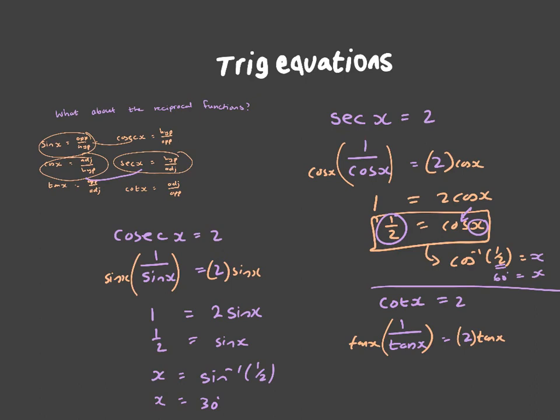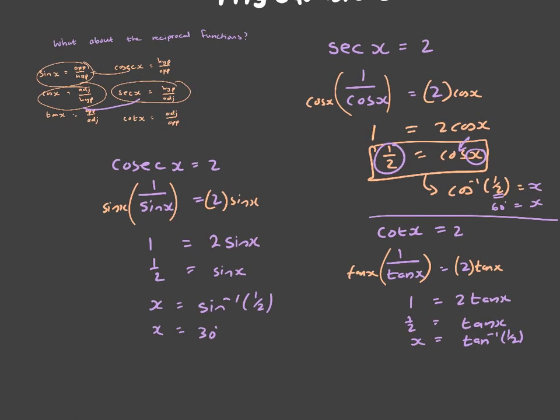Lastly we've got cot x is 1 over tan x, so you multiply tan x on both sides. So 1 is equal to 2 tan x. Divide by 2 on both sides, tan x is equal to 1/2. So therefore, arctan of 1/2 is equal to x, right? The angle is x. So what is arctan of a half? If you type in your calculator arctan of 1 divided by 2, 0.5, you're going to get 26.5650. So you round off to 2 decimal places, 26.57 degrees. Hopefully that makes sense.